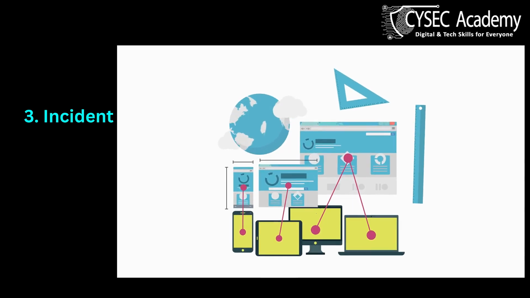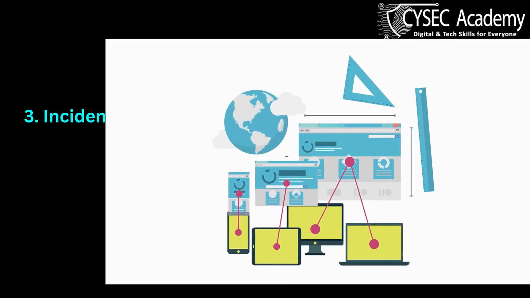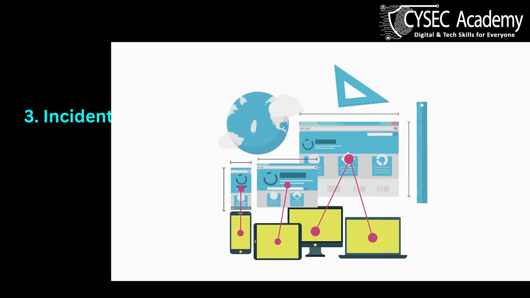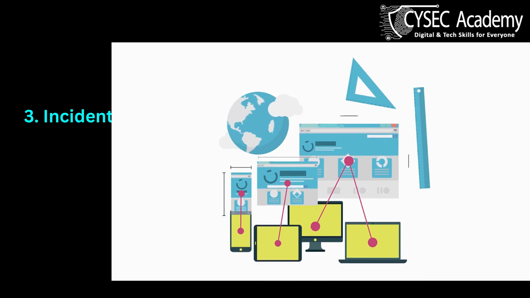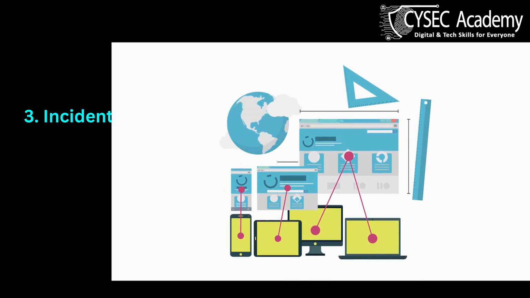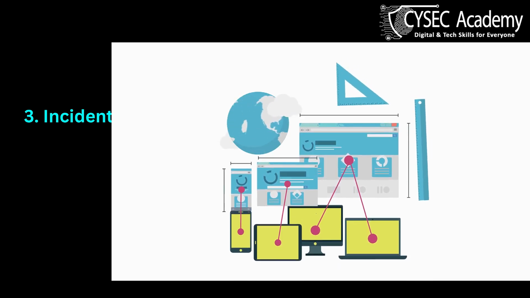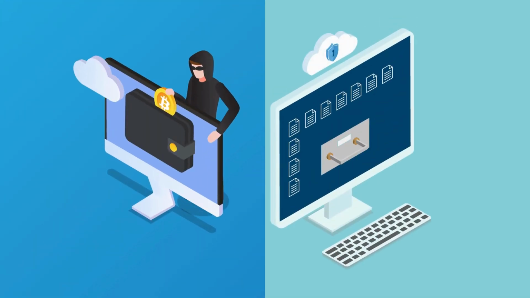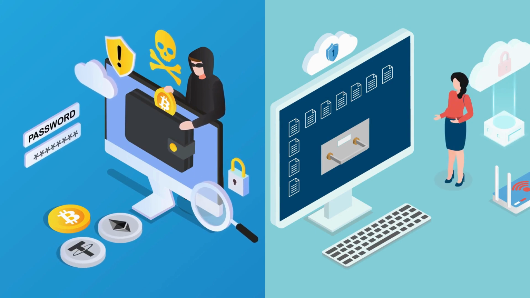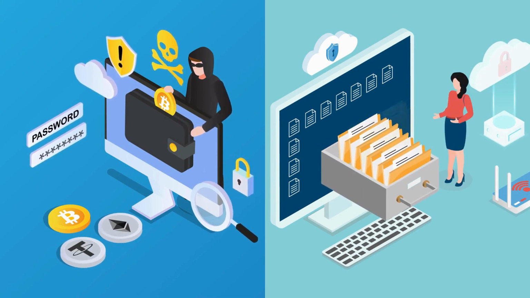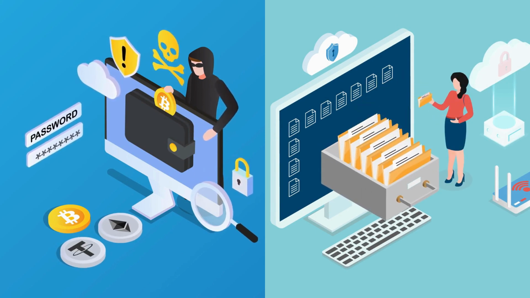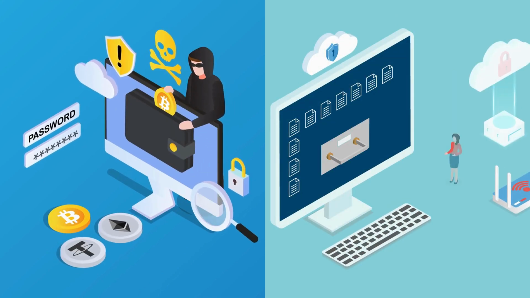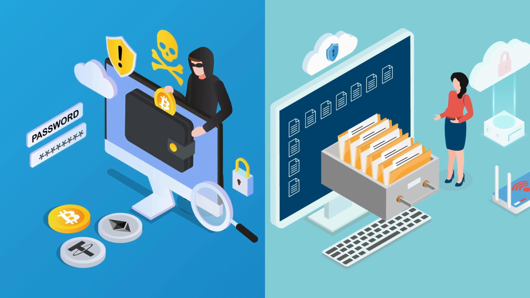3. Incident response. An effective incident response plan is an essential administrative control. This plan outlines the steps to be taken in the event of a security breach, including how to identify, contain, and remediate the incident. For example, if a data breach occurs, the incident response plan might involve notifying affected individuals, working with forensic experts to determine the cause, and implementing measures to prevent future breaches.